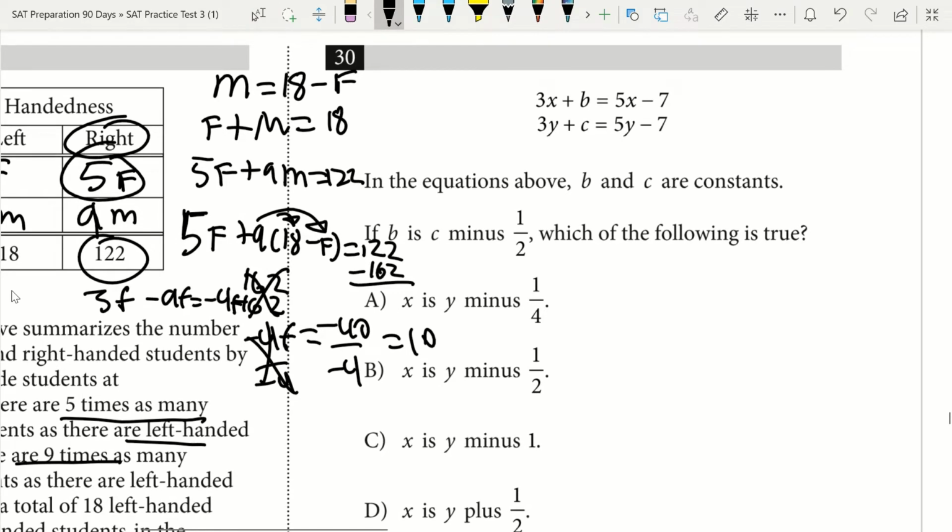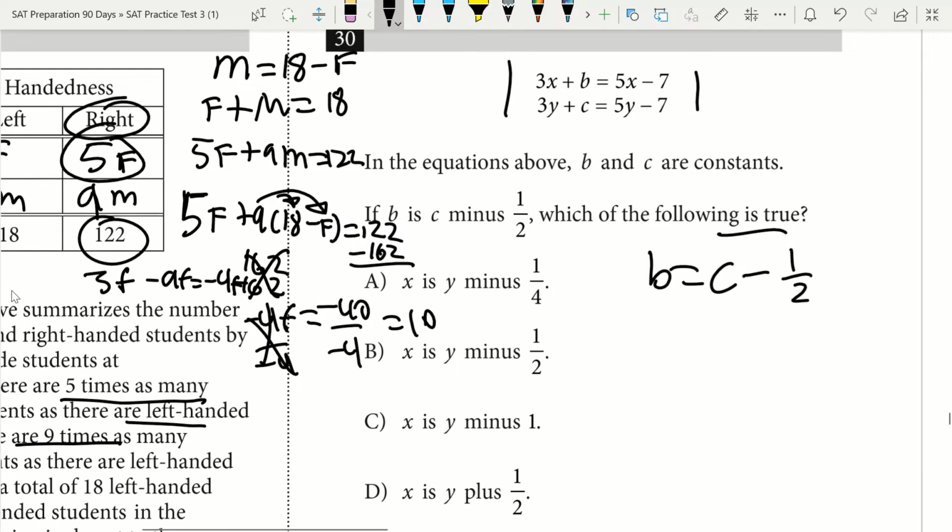So we got question 30. So in the equation above, B and C are constants. If B is C minus 1/2, so B equals C minus 1/2, which of the following is true? All right, well, in order to solve for this, I'm looking at my stacked equations here. And what I'm going to look to do is get them equal to each other. That way I can solve for what X is equal to, right?